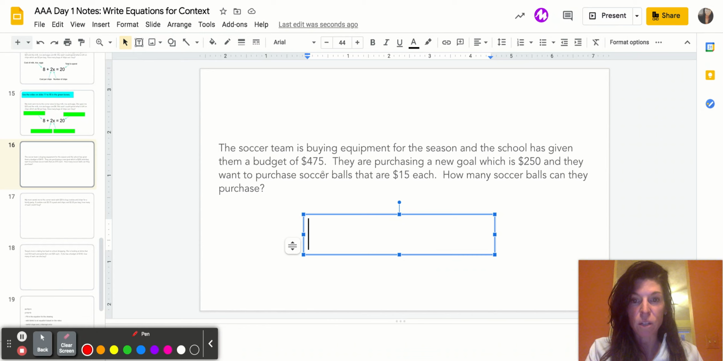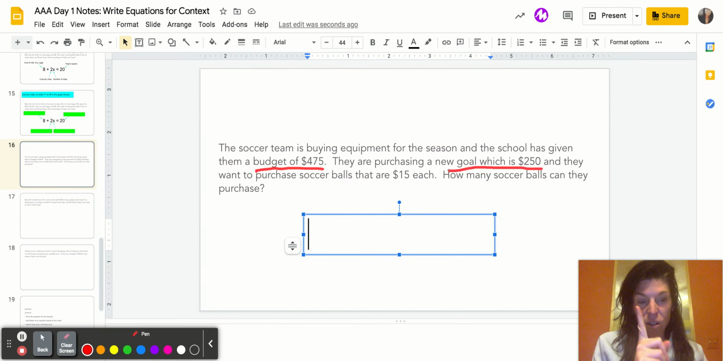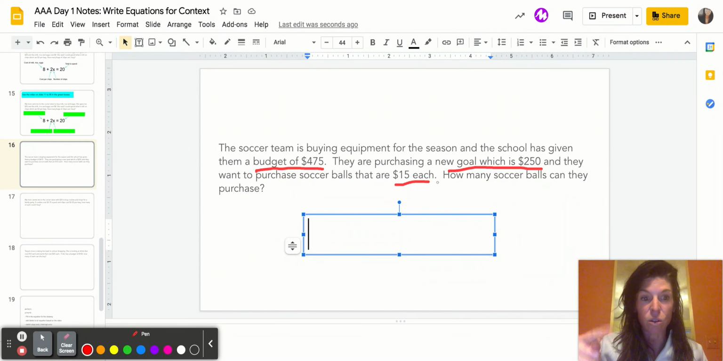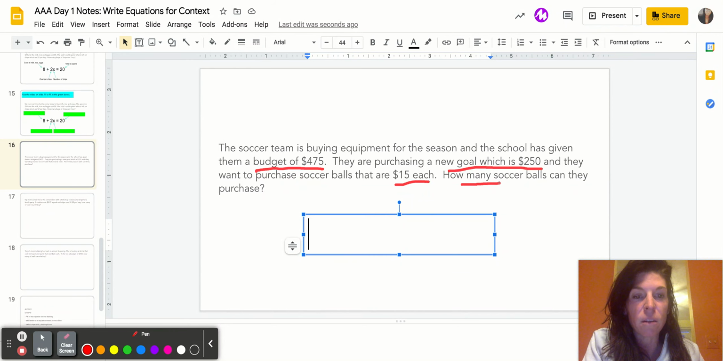So here's the important information. They have a budget, and if you don't know what budget means, you should just Google it. Budget of $475. That means that's how much they have to spend total. The goal is going to be $250. They're just going to buy one new goal. And then they're going to buy soccer balls that are $15 each. That word is telling us that every soccer ball, it's going to be $15, $15, $15. So we know we're going to do repeated addition, $15, which means multiplication. That's easier than adding ball after ball after ball. So how many soccer balls can they purchase? That's the information we're trying to figure out.